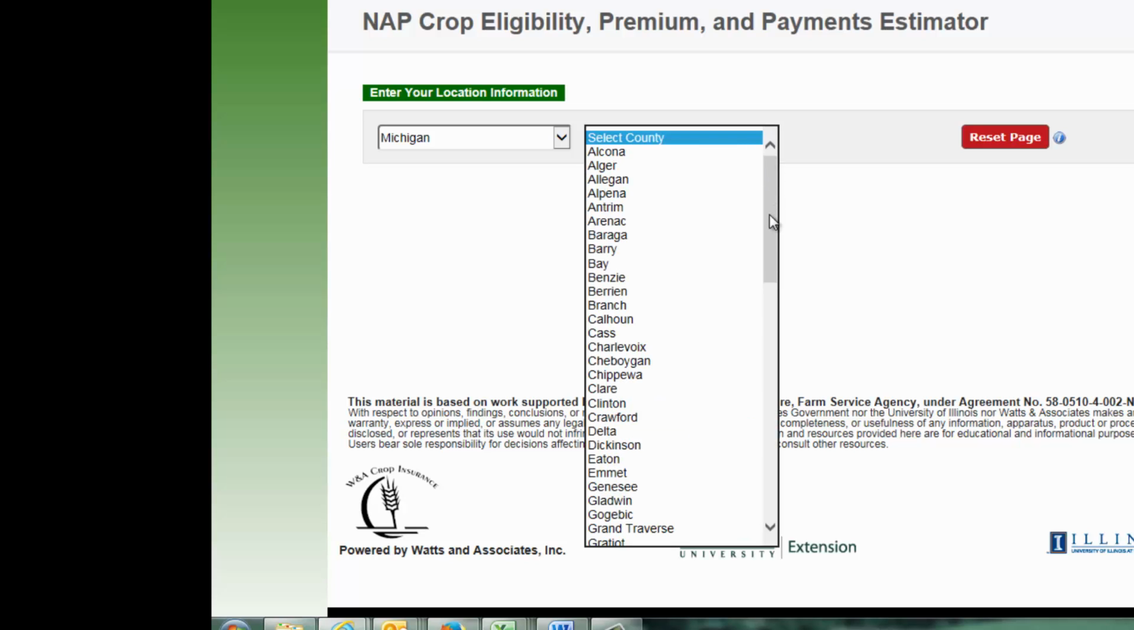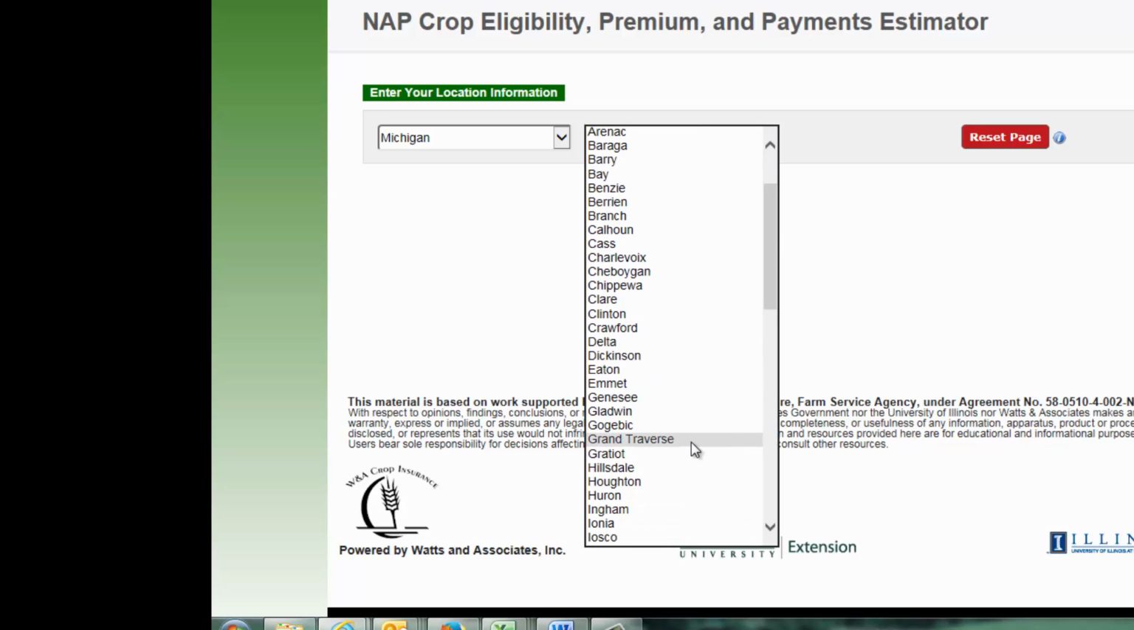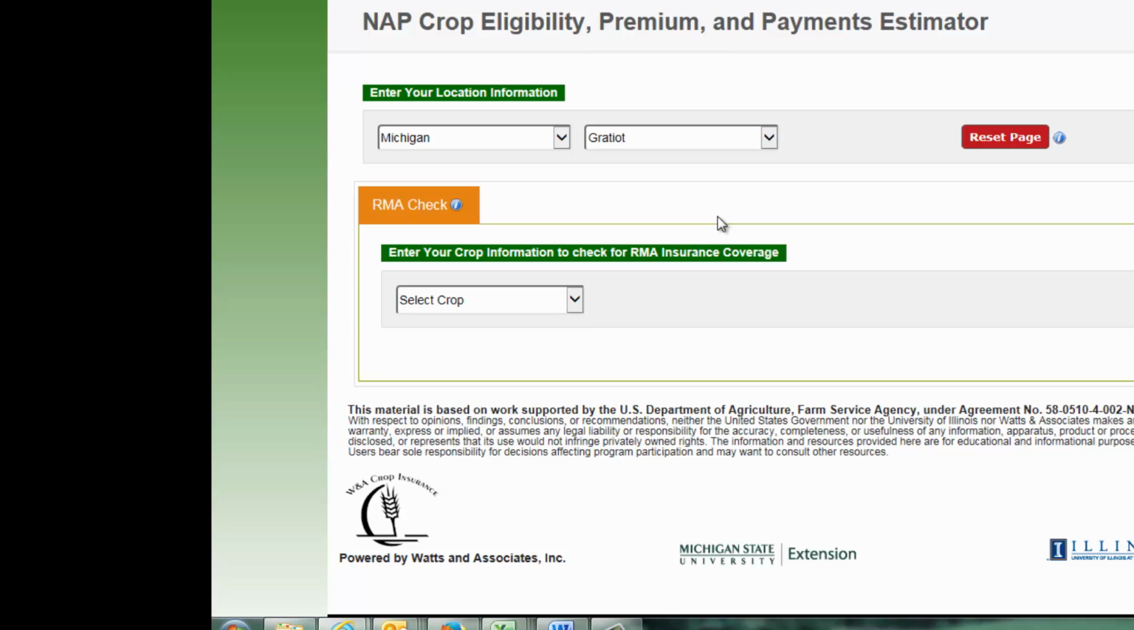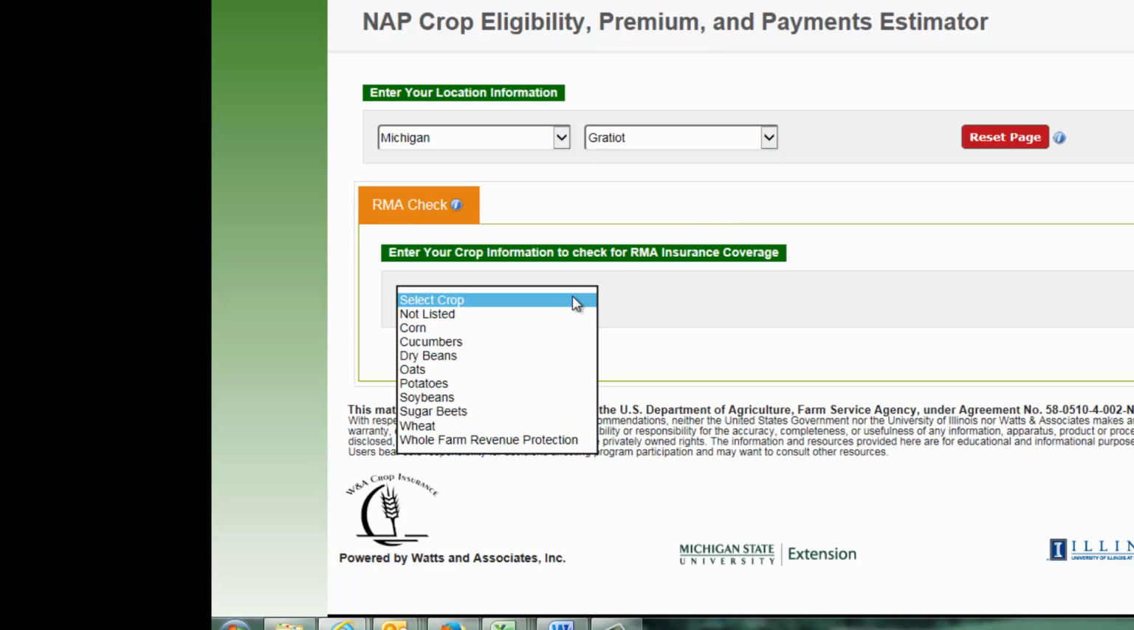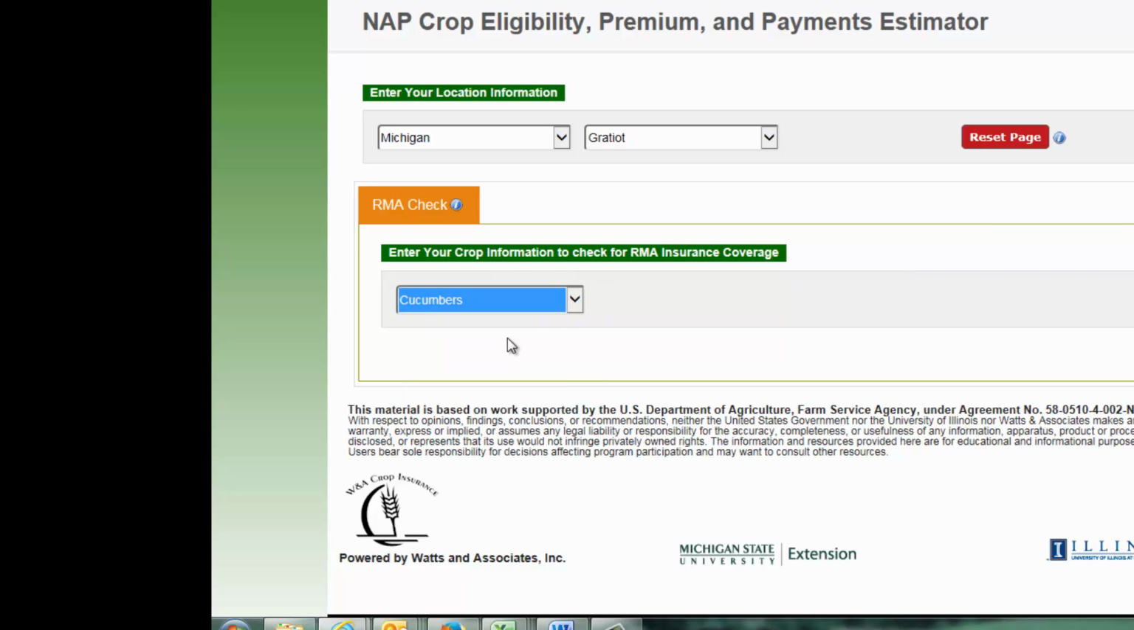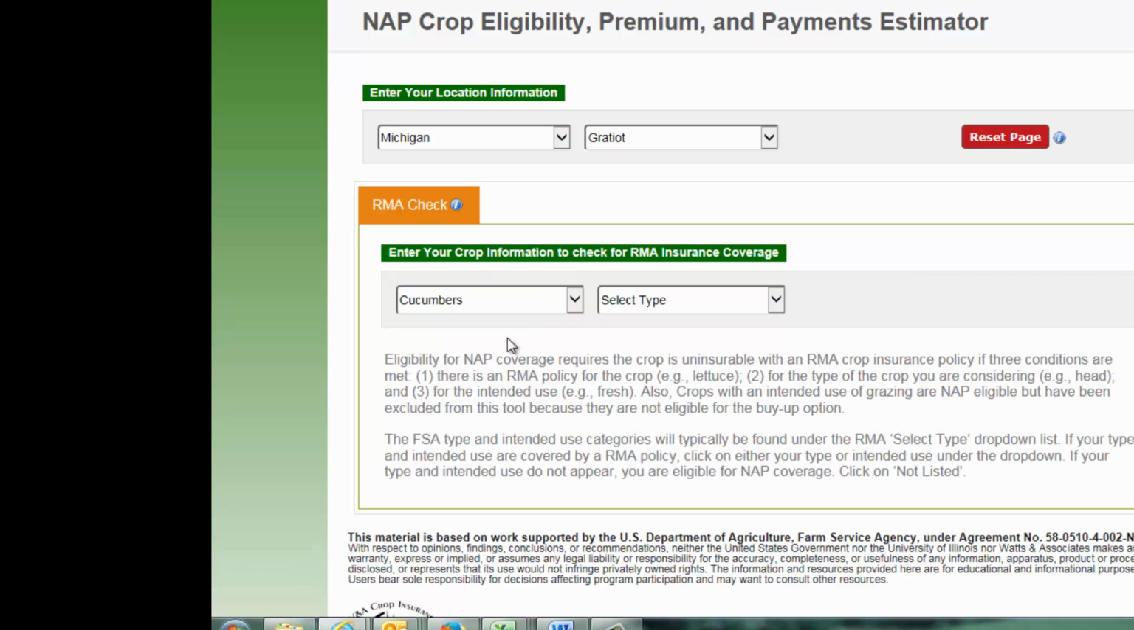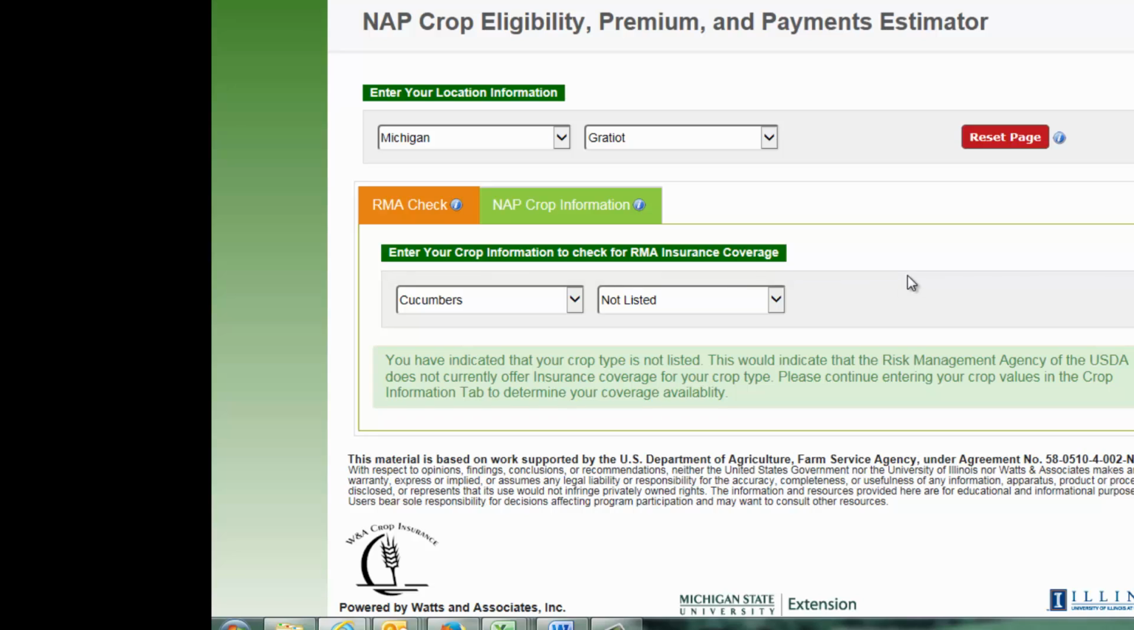We're going to go to Gratiot County, where they grow pickles and cucumbers. We're going to select a crop, and in this case, it's on the list, cucumbers. So that still looks like we can use Risk Management Agency facilitated crop insurance. However, when you go over to select type, it's not pickling. Let's say it's not listed. That makes you eligible for NAP coverage.